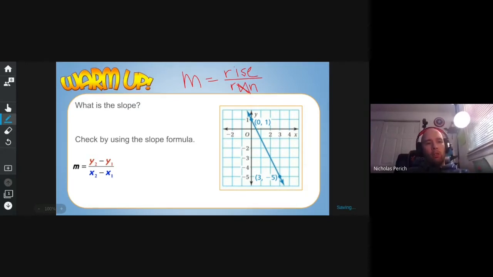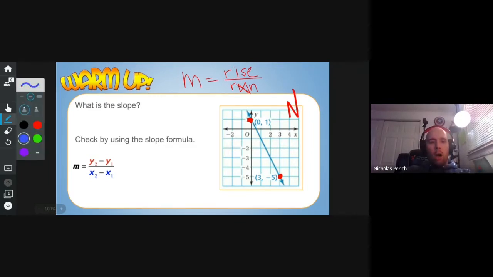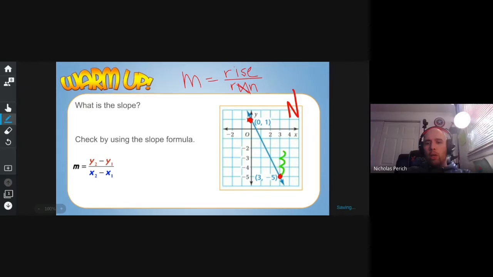The way I could do slope is I find two dots. There's a dot, and there's a dot. I can determine that that's a negative slope because it's going down and to the right. And then I just count. Up 1, 2, 3, 4, 5, 6 over 1, 2, 3. So my slope is negative up 6 over 3.